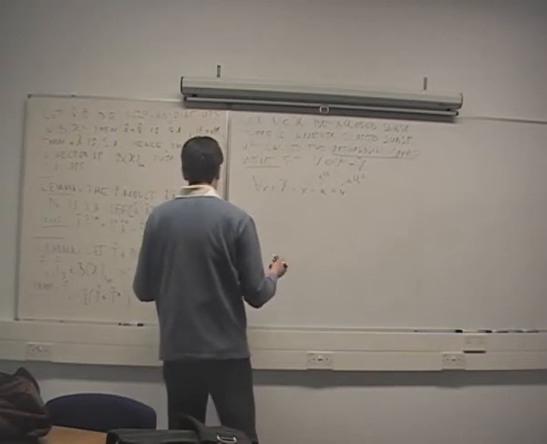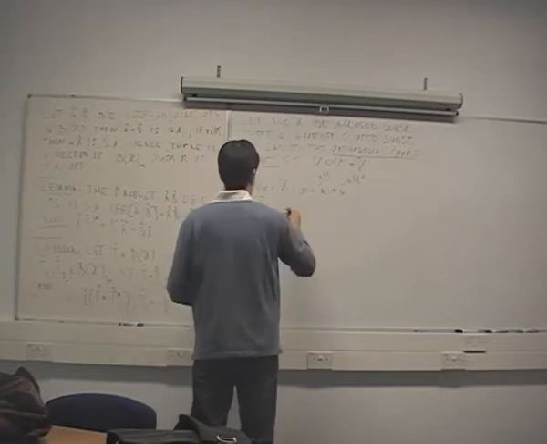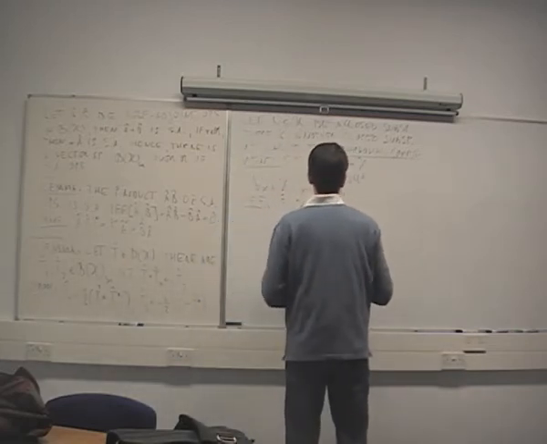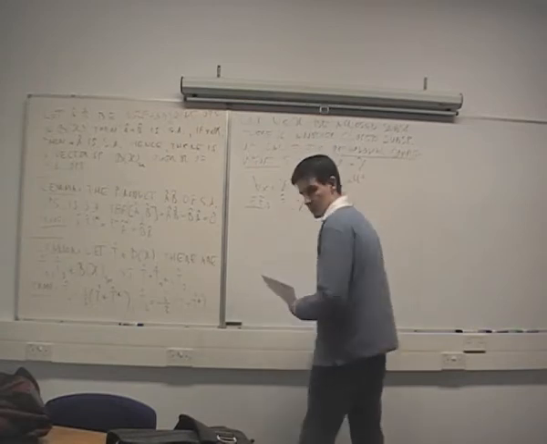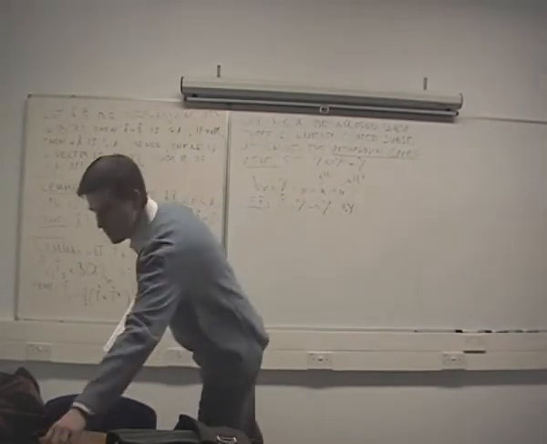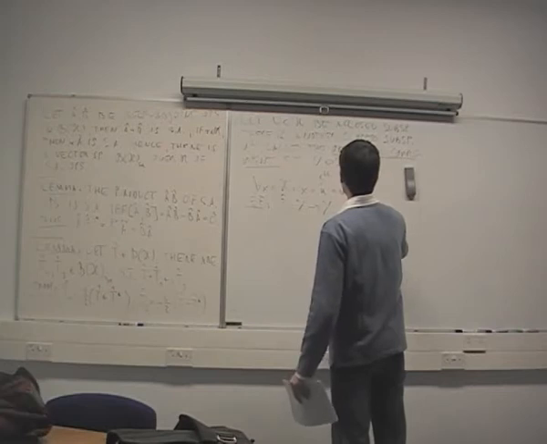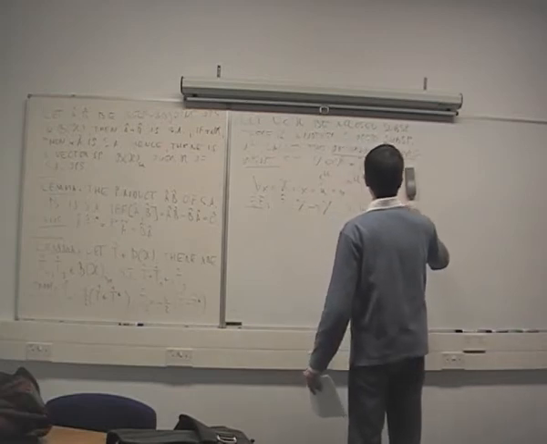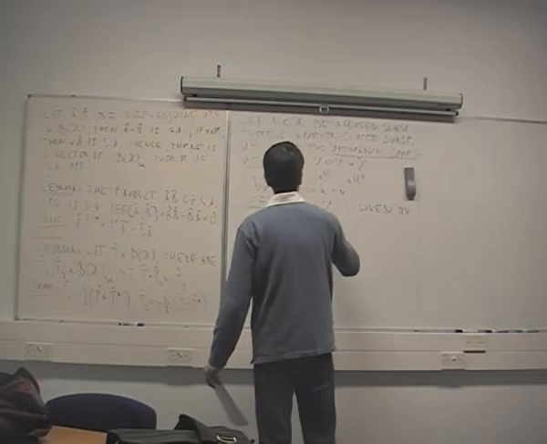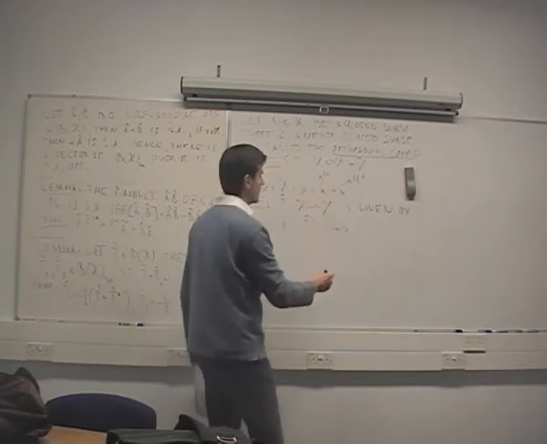So we define P from H to H by: for all x in H we have P acting on x is u, where I refer to this decomposition as I said.